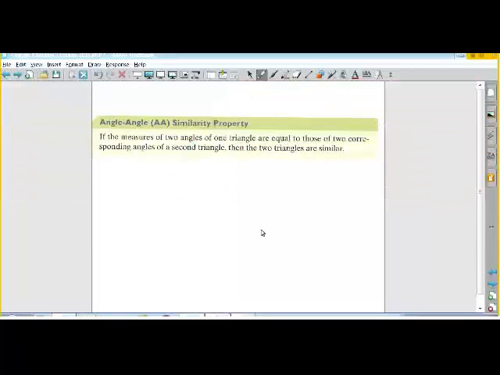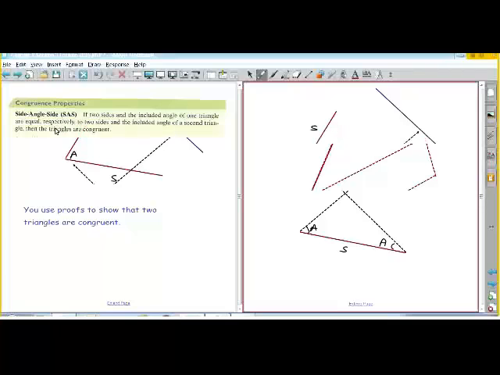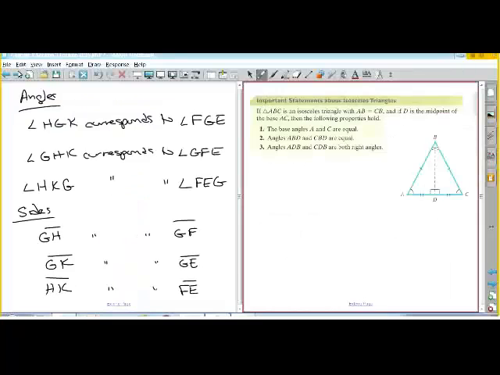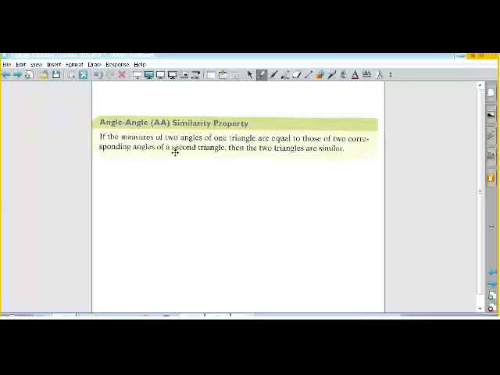There is one similarity property. This is kind of like the angle side and side angle side, whichever one we said. I forget which ones were the ones we used. Let's go back here. We had these rules that applied to congruent triangles: side angle side, angle side angle. There is an equivalent type rule for similar triangles. There's just one rule. The rule says if the measures of two angles of one triangle are equal to those of two corresponding angles of a second triangle, then the two triangles are similar.